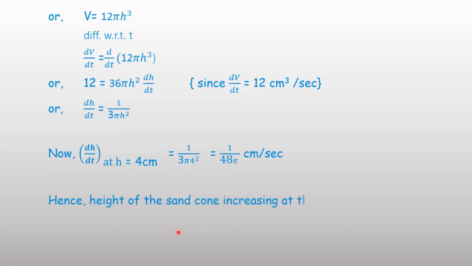Hence, the height of the sand cone is increasing, because the sign you are getting is plus, at the rate of 1 upon 48 pi centimeter per second when height is 4 centimeter.